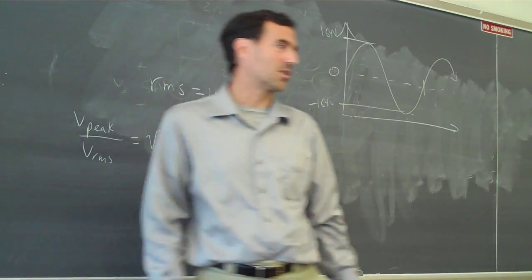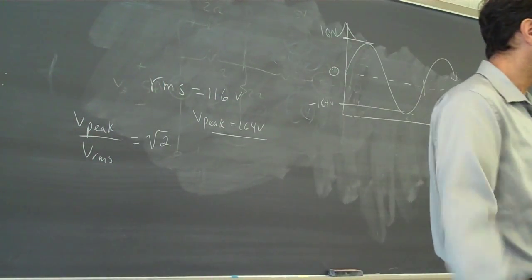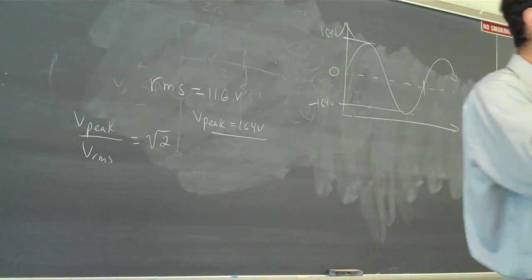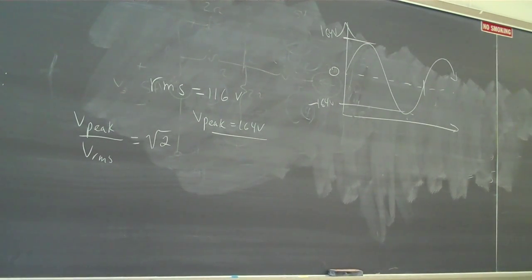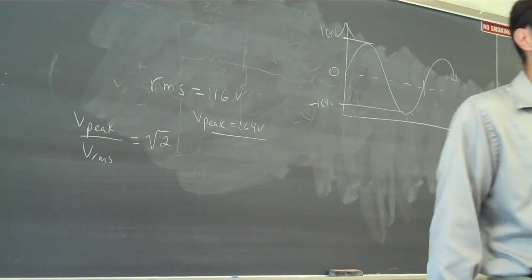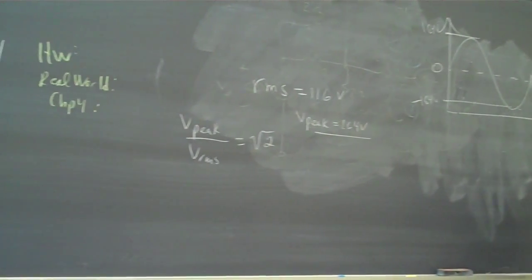So the period is 1 over frequency. But you see how we just thought it through? With it 60 times a second, then each period's got to be 1/60th of a second.